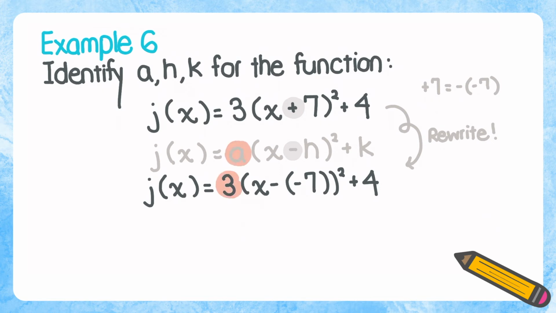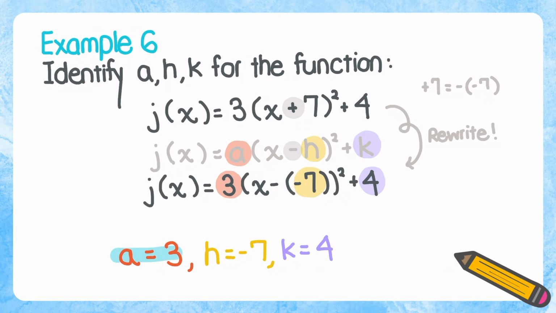A is replaced by 3. So I know that a equals 3. H, since we've rewritten it, is replaced by negative 7. H equals negative 7. And k is replaced by 4. K equals 4. So after we rewrote the original function, we know that a equals 3, h equals negative 7, and k equals 4.